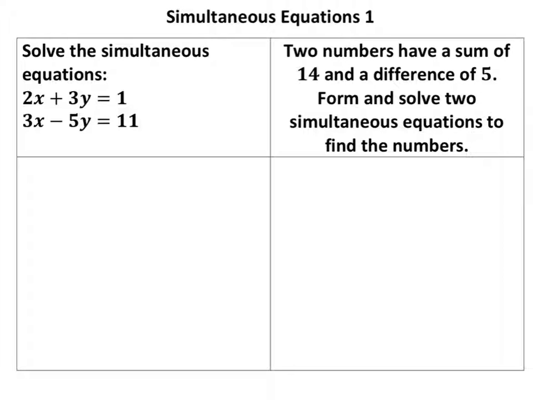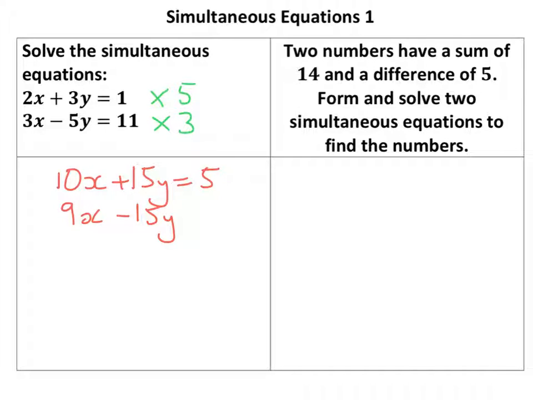So I always try and get rid of y. There's no rhyme or reason. You can get rid of x if you like, but I'm going to do that by multiplying this top one by 5. I'm going to multiply the bottom one by 3. Now when I do that, I'm going to write down what I've got. I've got to multiply everything by 5, so I get 10x plus 15y equals 5. And the bottom one, I'm going to get 9x minus 15y equals 33.